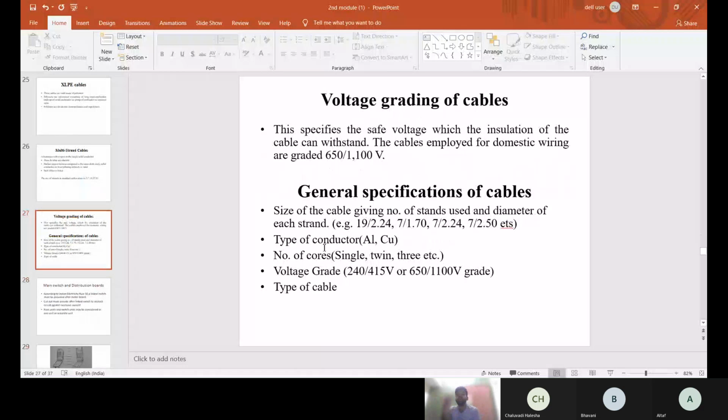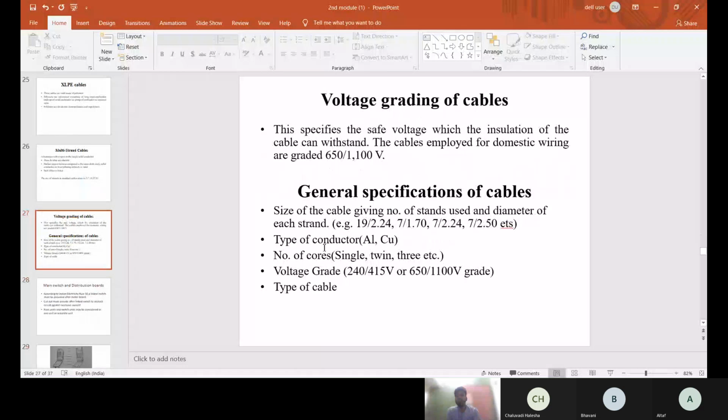The number of cores, that is, single core cable, twin core cable, 3 core cable or multi core cable. It should have specifications like this also. Voltage grade: for normal voltage levels, it's 240 or 230 volts plus or minus 10% tolerance for single phase, and 415, 430, 440 for 3-phase 4-wire systems. So these cables should have this limit, 440 for 3-phase and 240 volts for single phase, for normal voltage levels.